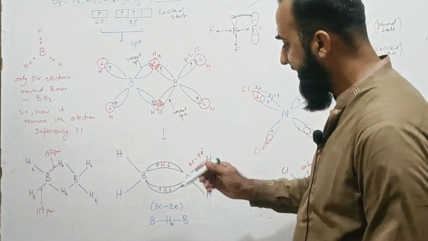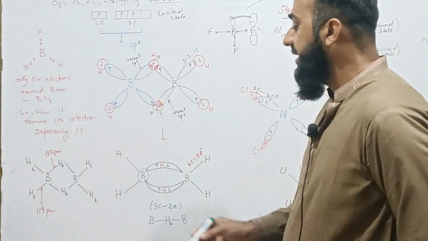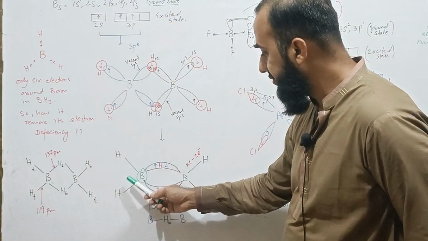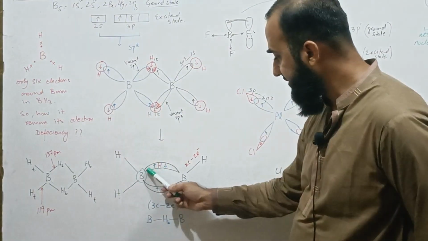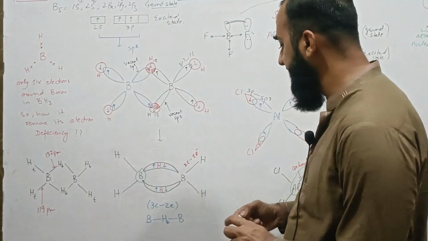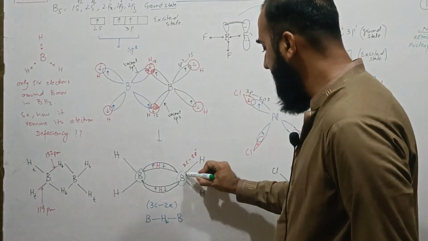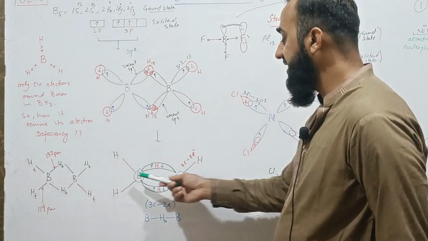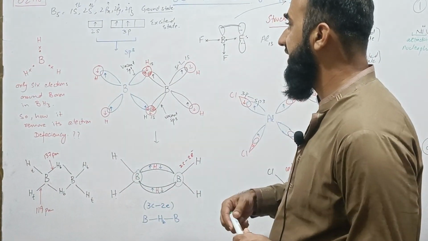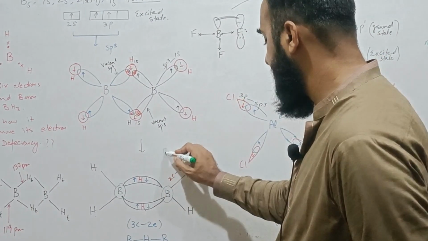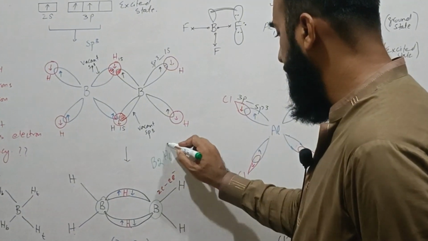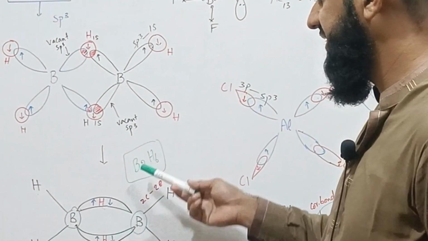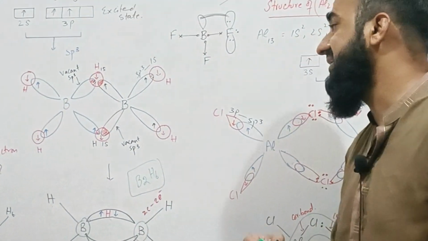If we see this boron, it has 4 electrons in its outermost shell. Let's count: 2, 2, 4, 2, 6 and 2, 8. Similarly, this boron also acquires an octet state. So by dimerization, as in B2H6, boron fulfills its electron deficiency, or removes its electron deficiency.